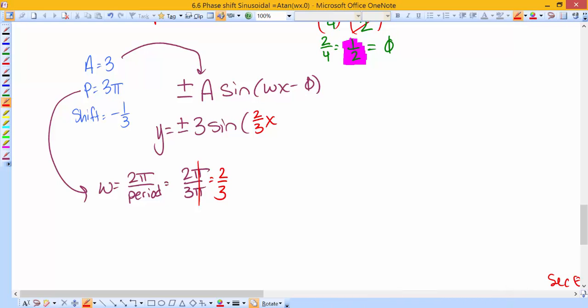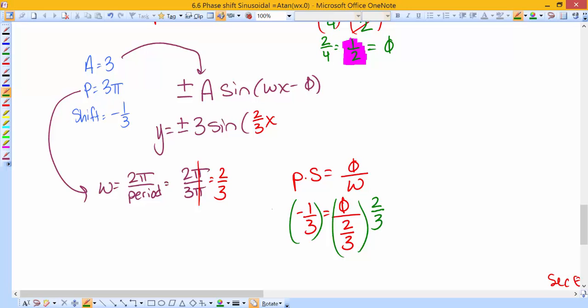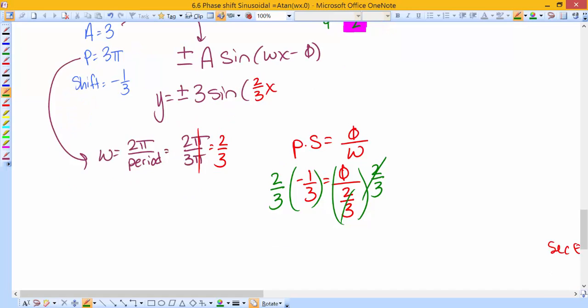All right, so now I need to find phi. From the last example, our phase shift is phi over omega. We know the phase shift, it's negative 1/3. We're looking for phi. We know omega is 2/3. So the denominator is 2/3. So I'm going to multiply both sides by 2/3. Cancels here.